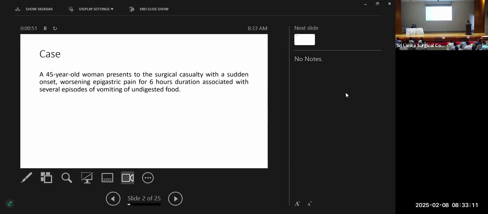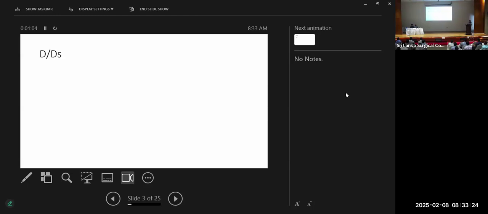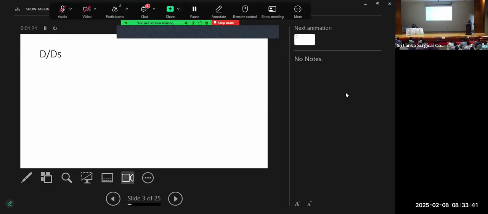So, simple case: a 45-year-old woman presents to a surgical casualty with sudden onset, worsening epigastric pain for 6 hours duration, associated with several episodes of vomiting of undigested food. So, what are your DDs in this case? Acute pancreatitis, and peptic ulcer disease. And GORD, exacerbation of GORD. Anything else? Biliary colic. Okay.